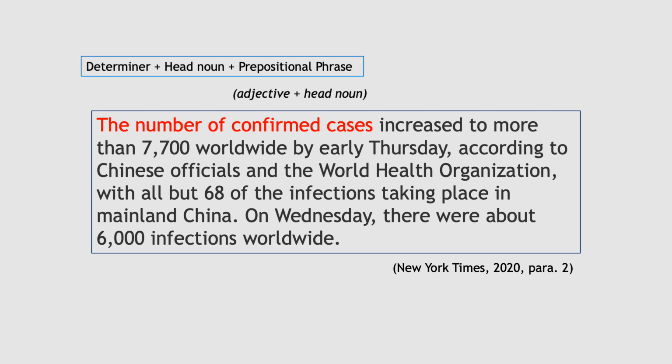Numbers will be the head noun, meaning the focus is on the numbers, as indicated after the verb increased. We have the figure 7,700. The head noun comes after the definite article the and is followed by a prepositional phrase, of confirmed cases. Of course, we can also break down the noun phrase that includes an adjective with another head noun, cases.